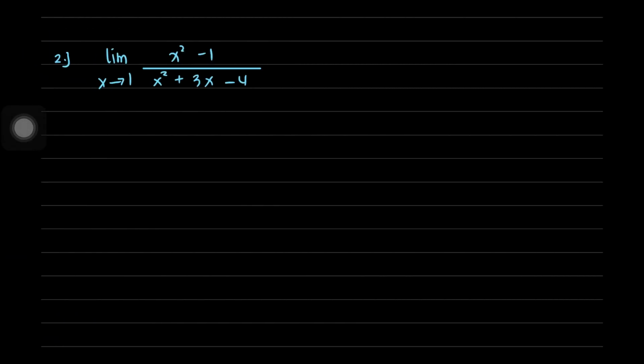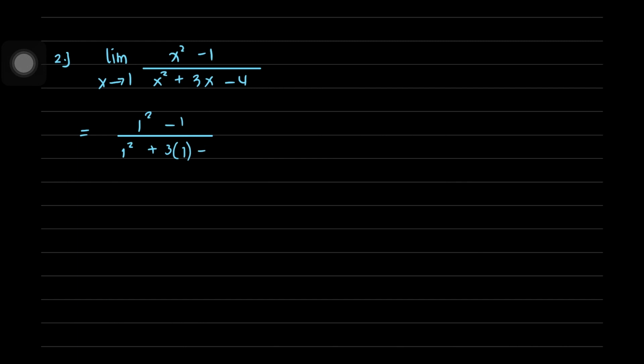Second item, find the limit of x squared minus 1 all over x squared plus 3x minus 4 as x approaches 1. Again, if we determine f of 1 in this function, this would be equal to 1 squared minus 1 all over 1 squared plus 3 times 1 minus 4. If we simplify that, that's equal to 0 all over 1 plus 3, that's 4, minus 4, which is 0 as well.